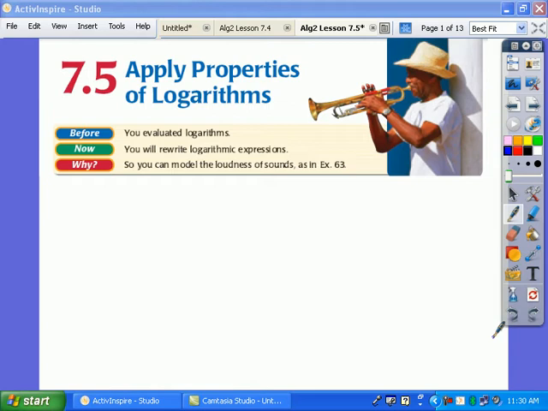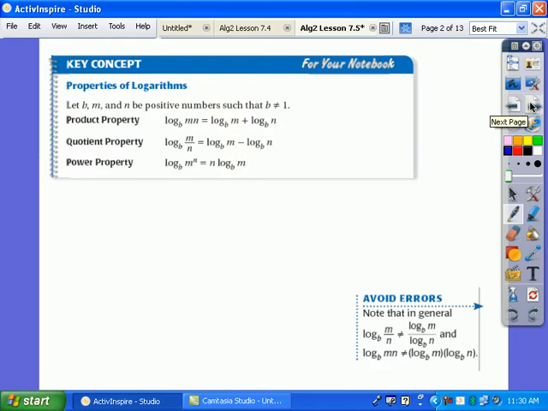So in Section 7.4, we saw the definition of a logarithm, and how to convert from exponential form to logarithm, and vice versa. In this section, we're going to work on properties of logarithms, and these are going to help us to solve logarithmic and exponential equations. Okay, so these are very useful, and for you to be successful in this section, you're going to have these memorized.